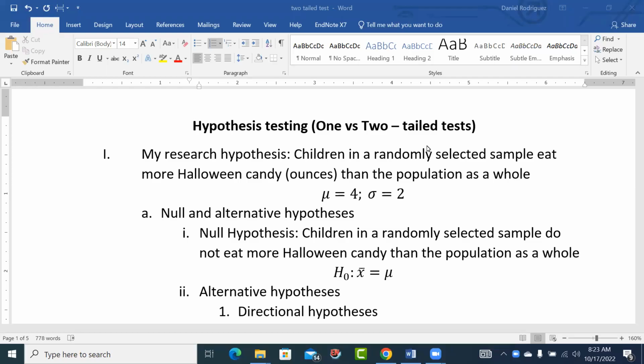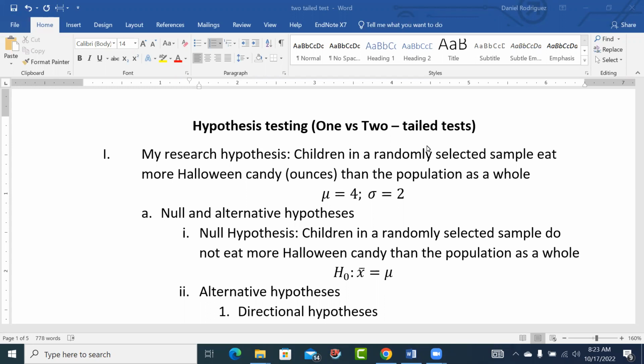Okay, in this video, I'm going to talk about the problem of one and two tail tests. I'm going to do this via example and using some graphing technology. So hopefully, by the end of this, you'll understand the difference. So let's start with my research hypothesis.